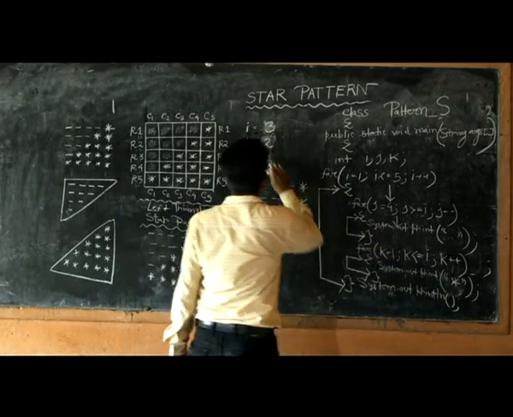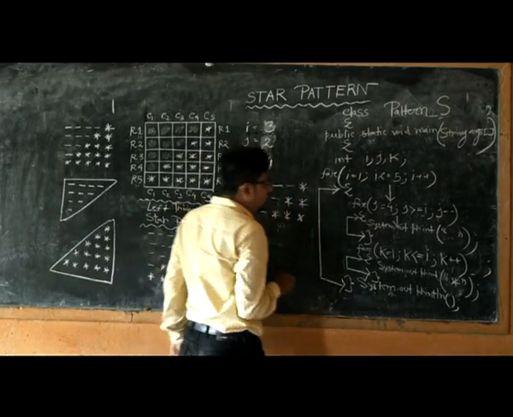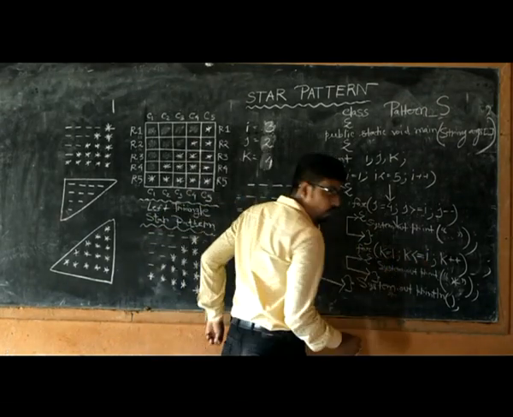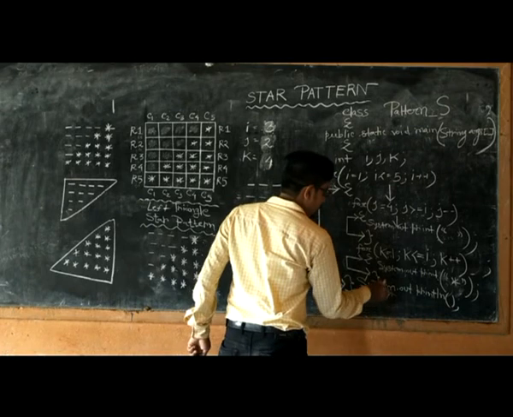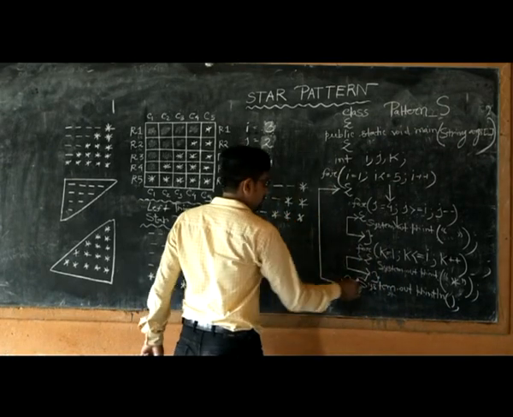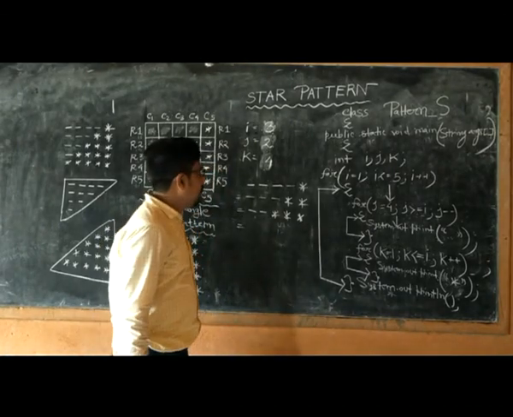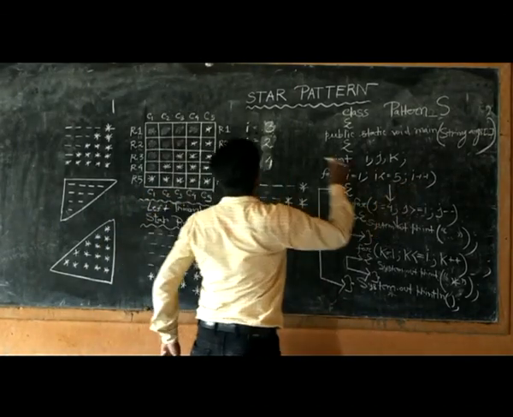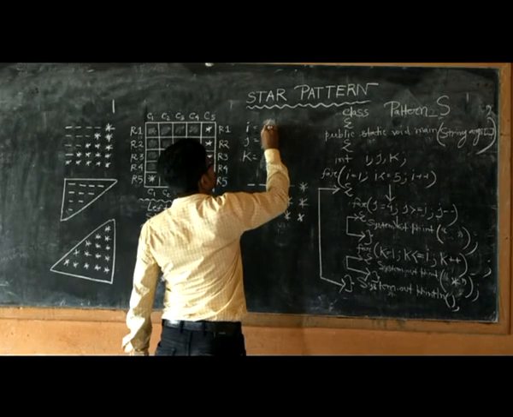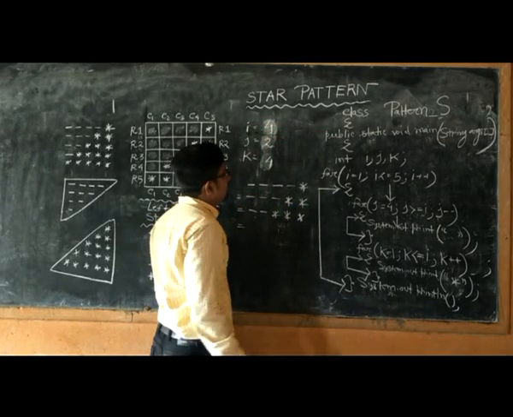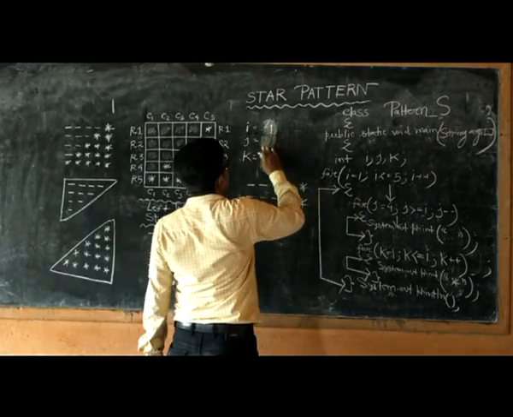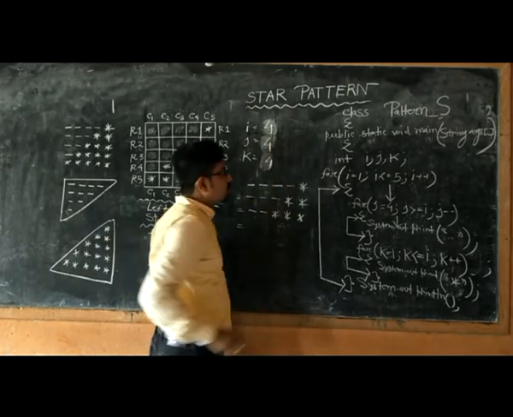K plus plus. Now K value is becoming 4. 4 less than equal to 3. Condition false. It will come to the next line. System.out.println. Your cursor blinks over here in the next line. Now I plus plus. I value is now 4. J again starts from 4.